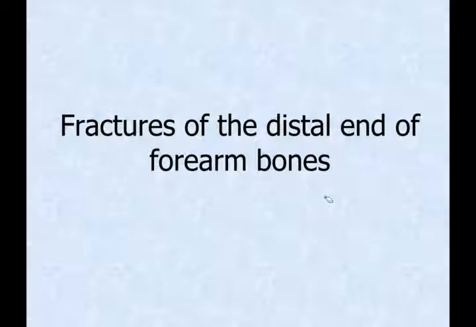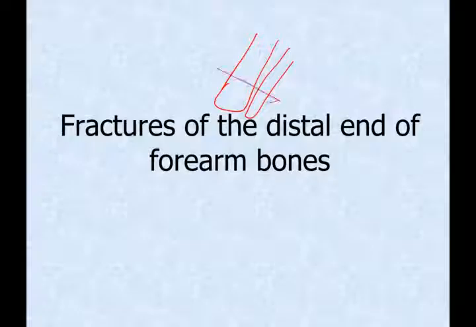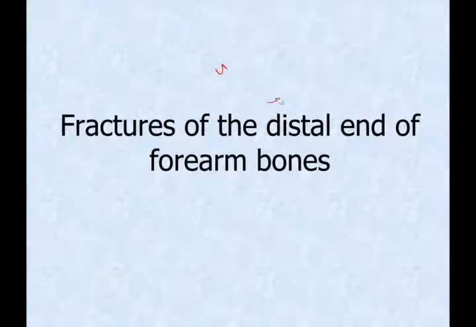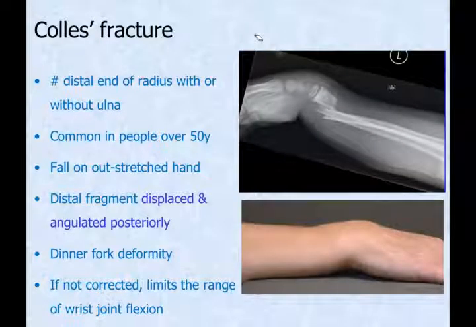Then the fractures of the distal end of the forearm bones. What are forearm bones? It's the radius and ulna. So if you fracture the radius and ulna, one of them, especially the radius rather than the ulna, you call them fractures of the distal end of the forearm bones. Now, the typical example for fractures of the distal end of the forearm bones is Colles fracture. So you can see Colles fracture here. In this case, both bones, the distal ends of the radius and ulna, are fractured.